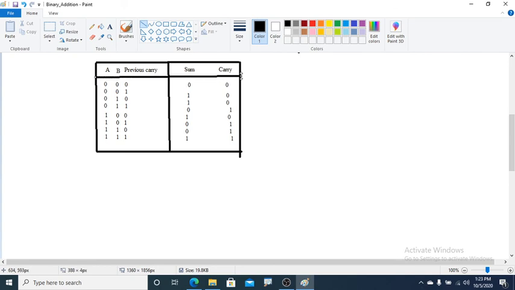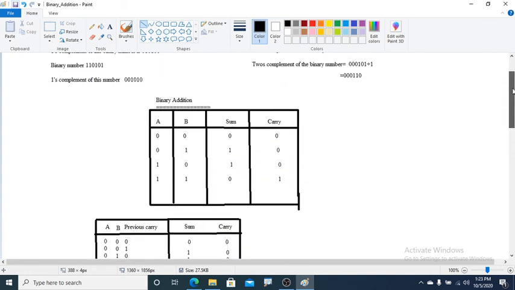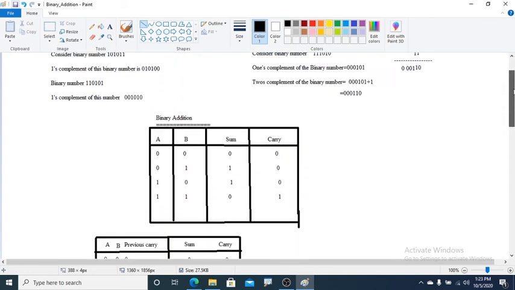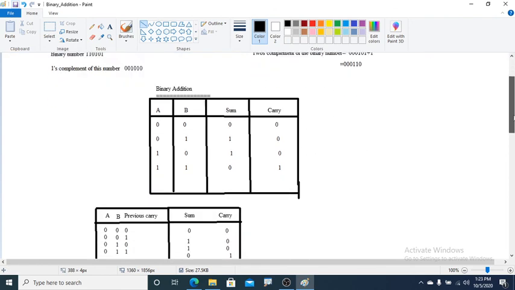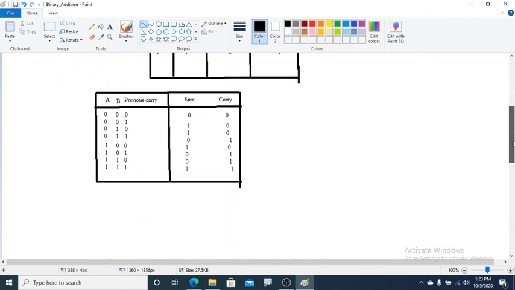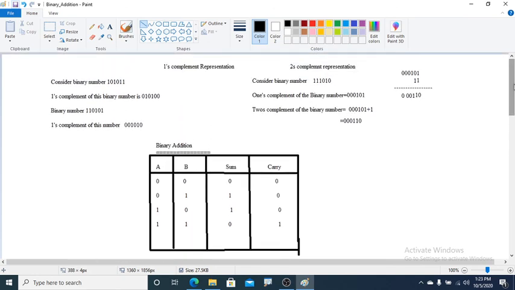Okay, so do practice this one. If you have any doubts, please ask me. Okay, so this is about 1's complement representation, 2's complement representation and binary addition of 2 variables and 3 variables. Okay, thank you everyone. Bye.